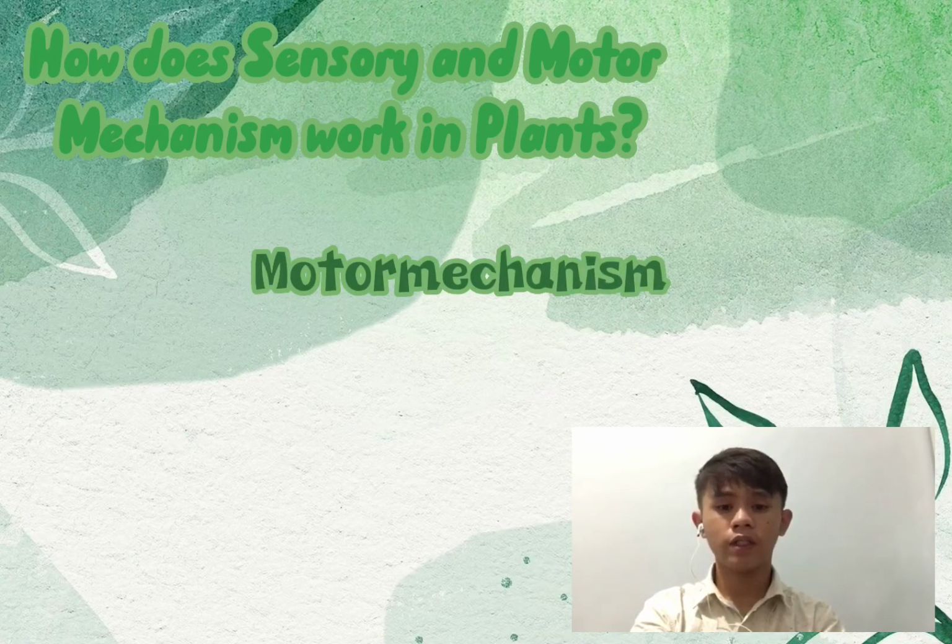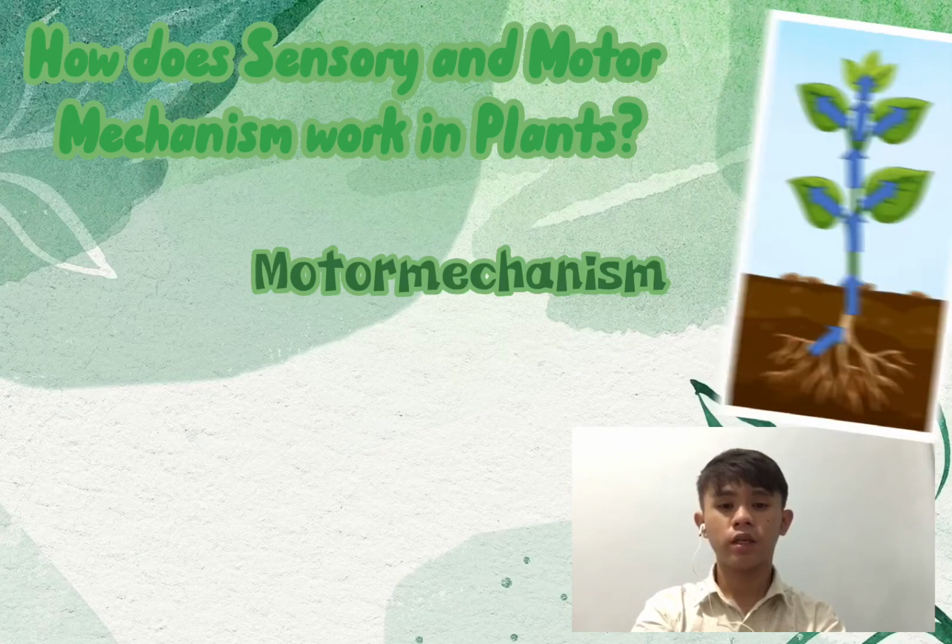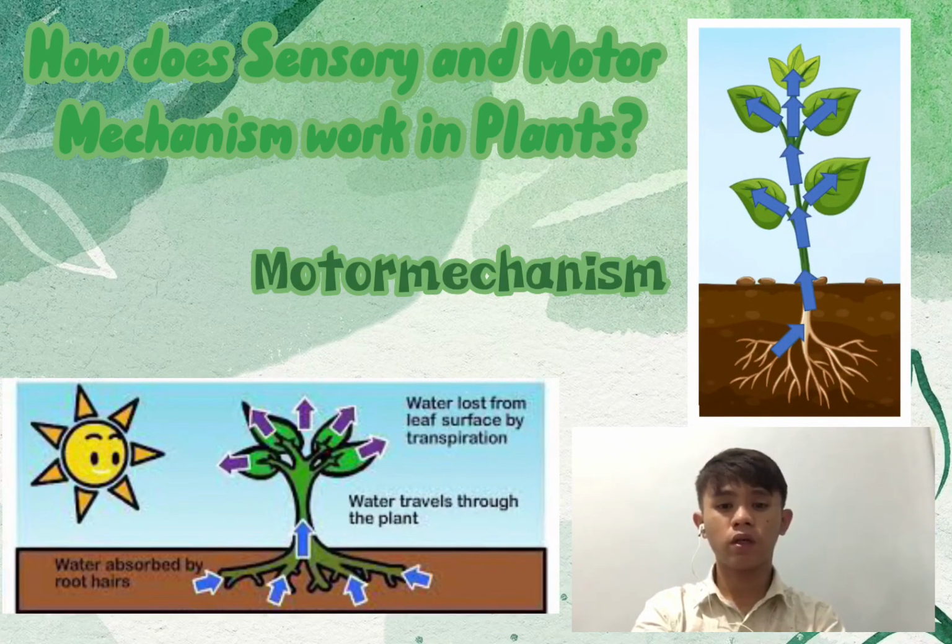Motor mechanism. A motor is any system that generates motion such as muscle or an internal movement such as respiration. In plants, a motor system is used to transport nutrients and water from one part of the plant to another.